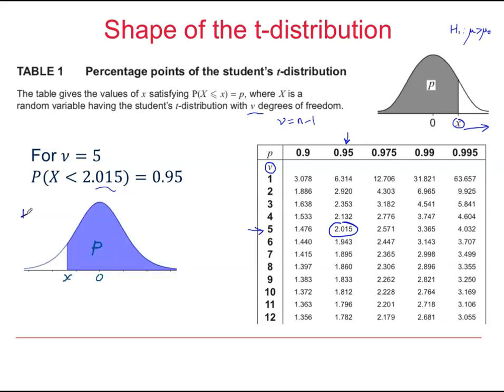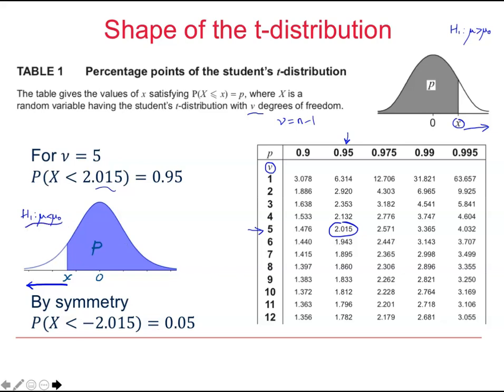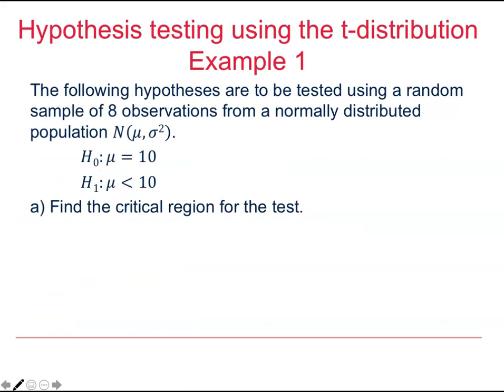Supposing, however, we are doing the alternative hypothesis when mu is less than mu naught, the critical value x will be less than 0, and the critical region will be those values of t which are less than our critical value. By symmetry, we can see that the probability that x is less than minus 2.015 is equal to 0.05. And this is the way we would have to use symmetry of the table if the alternative hypothesis is the less than case. Please pause the video to read the example.